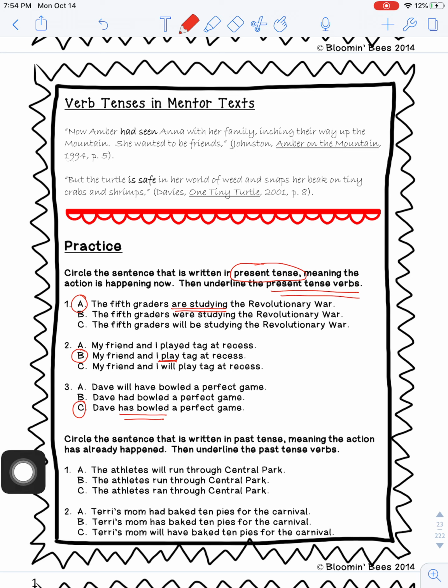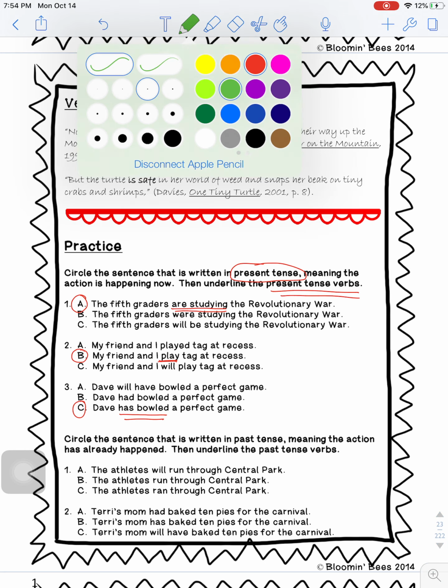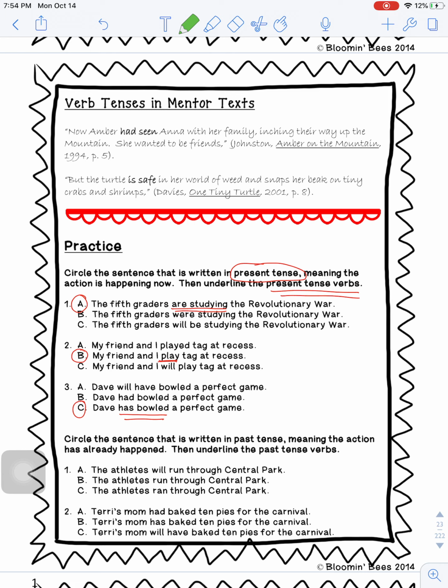Circle the sentence that is written in past tense, meaning the action has already happened. Then underline the past tense verbs. We'll do the same thing, but I'll go in a different color. We're going to be circling the past tense, okay? And we're going to be underlining the past tense verbs, okay?